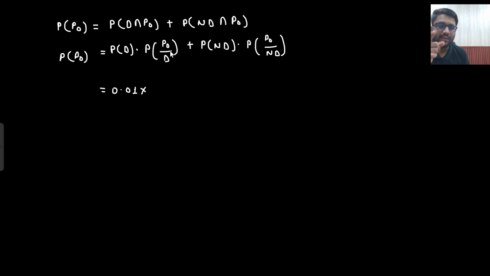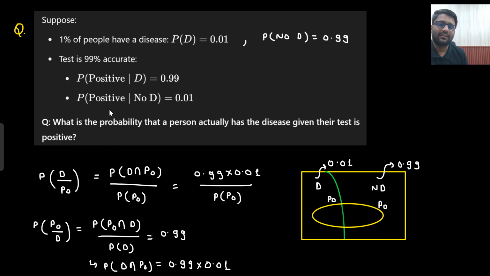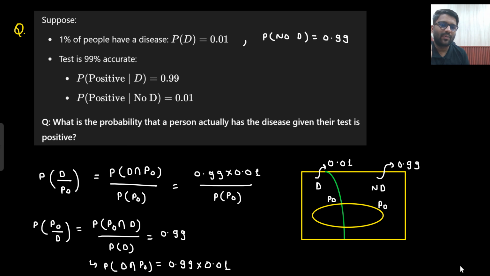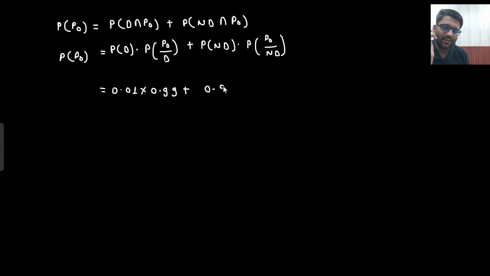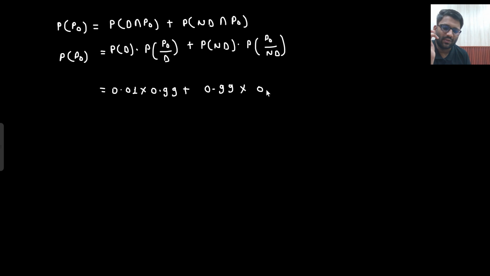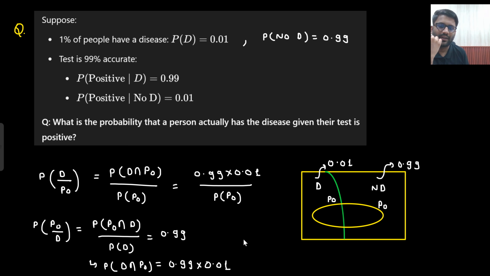What is the probability of giving the positive result, given that the guy is having the disease? So positive divided by disease is 0.99, plus what is the probability of not having the disease? That is 0.99 into the false positive rate here, 0.01. So this is actually coming out to be 2 into 0.01 into 0.99, right? So what is the answer you are getting?